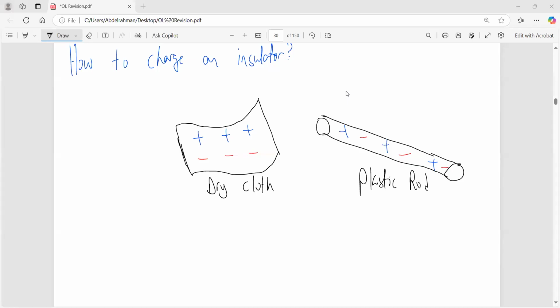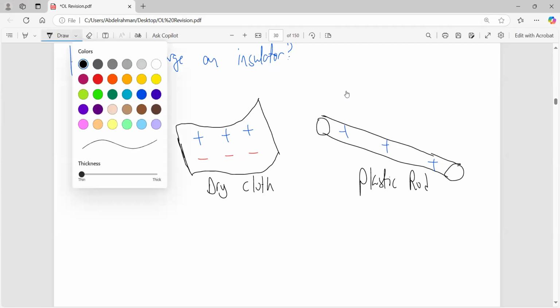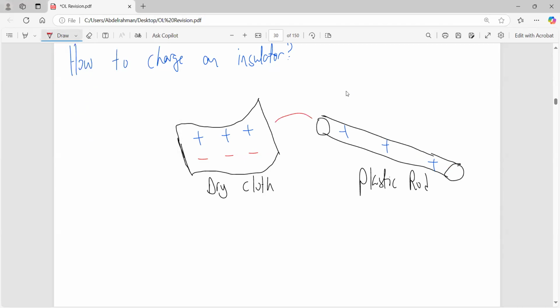By friction between these two objects, electrons will start to transfer from one of them to the other. It doesn't matter from which to which, but for example, let's say that they will transfer from the plastic rod to the dry cloth, thus making the dry cloth negatively charged. So now the dry cloth is negatively charged.